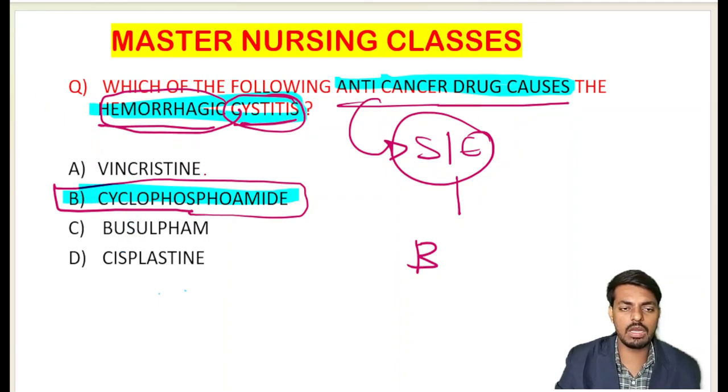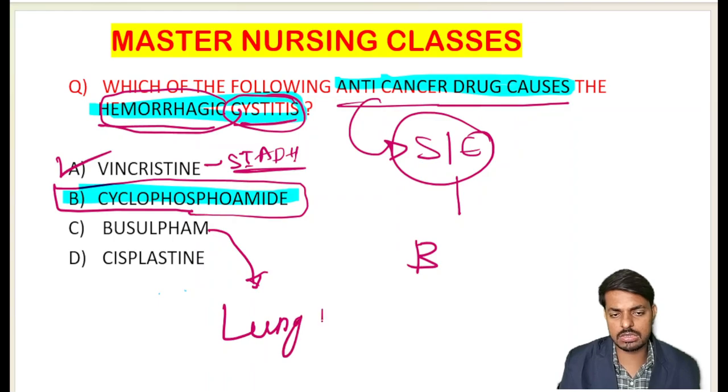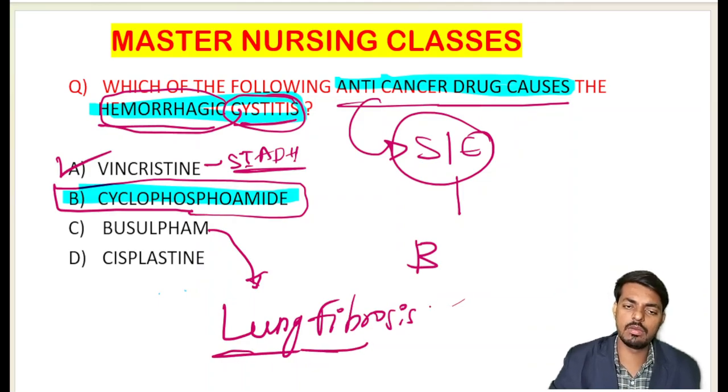One more anti-cancer drug we have is vincristine. The side effect of vincristine is SIADH, the syndrome of inappropriate antidiuretic hormone. And busulfan is the anti-cancer drug which causes lung fibrosis. So students, very, very importantly, we have three drugs which cause lung fibrosis as a side effect.